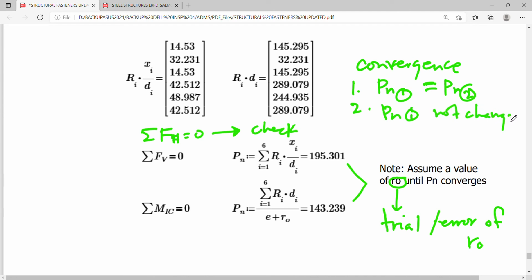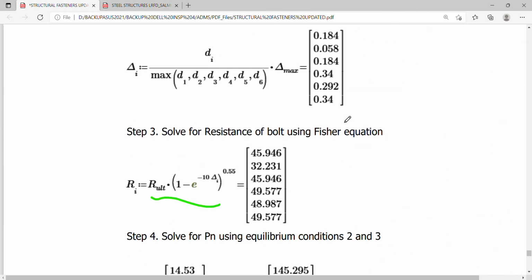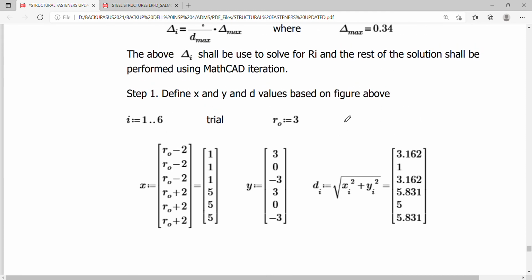while Pn on the second equation changes considerably. So in either of the two cases, convergence is said to be met. So in this particular solution, I think I will show you on the MathCAD file later, that the value of Ro that gives you such convergence is 2.06.